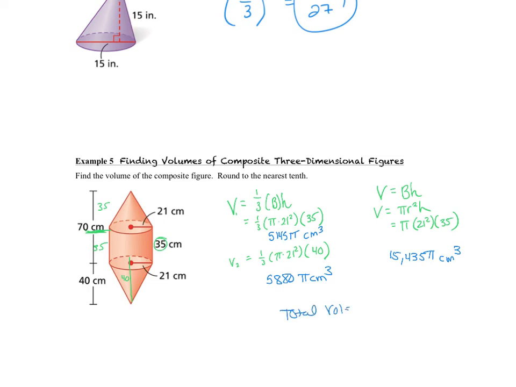And so we can add all three to get the total volume, which is going to get us 26,460 pi centimeters cubed, or if you put that not in terms of pi, if you rounded that, that would be 83,126.5 centimeters cubed.